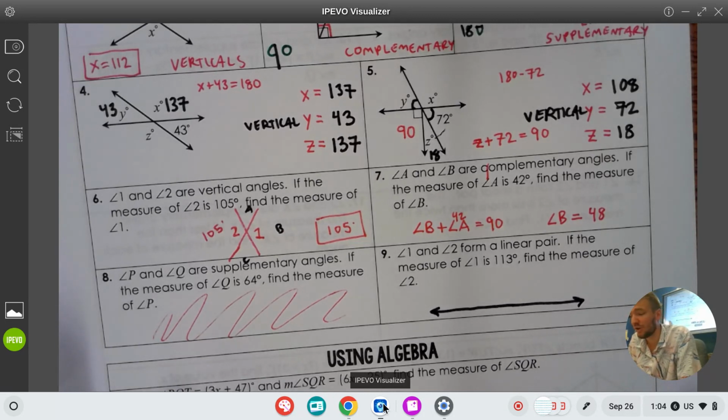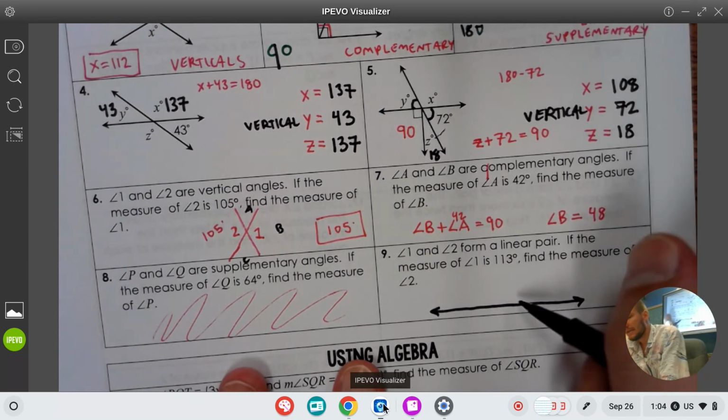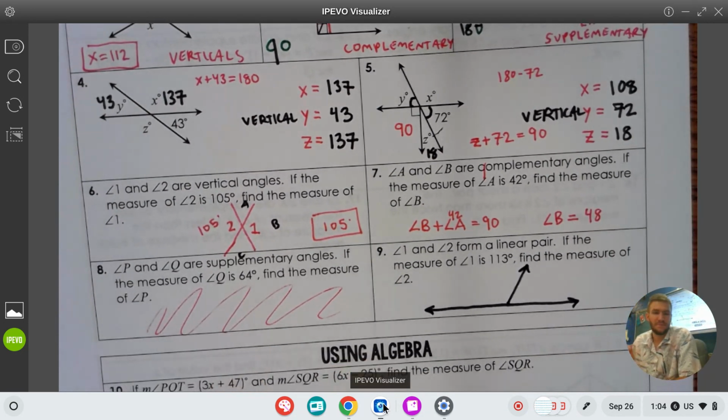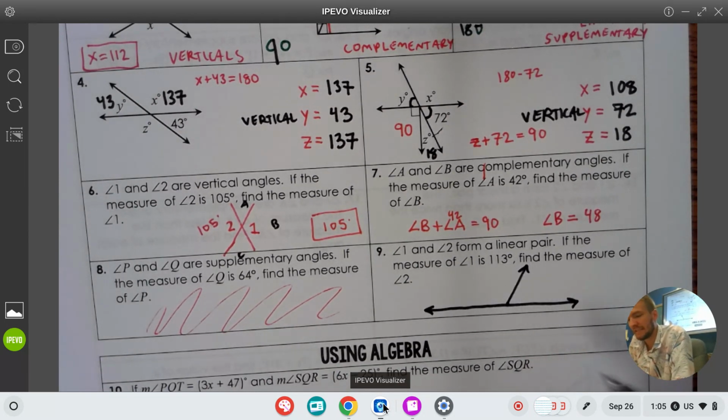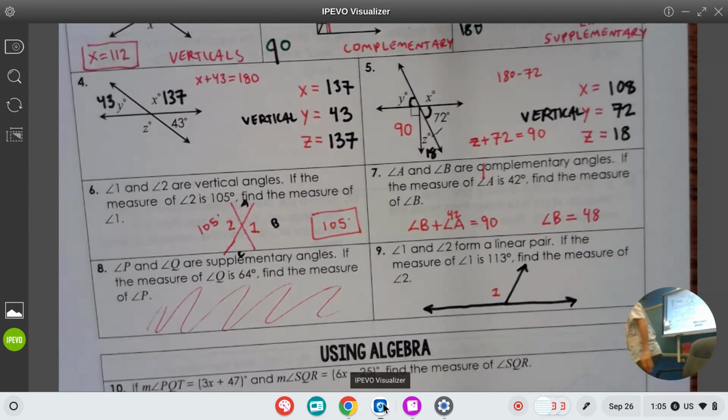A good start to drawing a linear pair is to draw a line. If it's a linear pair, then draw a line. Typically, we just draw one more kickstand out there. These two, easy as that, that's a linear pair. If the measure of angle 1 is 113, I guess that means I'll put 1 on the obtuse side. Find the measure of angle 2.